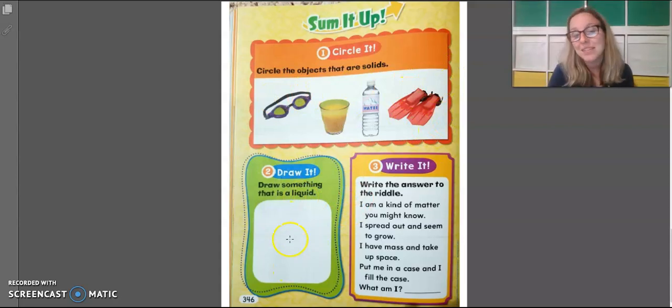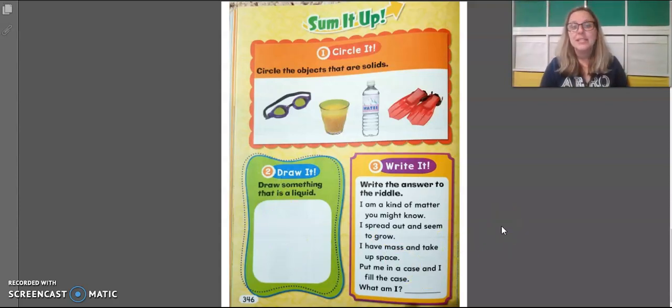Here it says draw something that is liquid. You can choose any liquid you want. It could be the water from your pool or lake out back. It could be the juice that's in the cup that you're drinking. It could be the pop in mom or dad's glass. Whatever you want to draw, draw a liquid right there. The rain falling down outside. You choose. And number 3, write it.